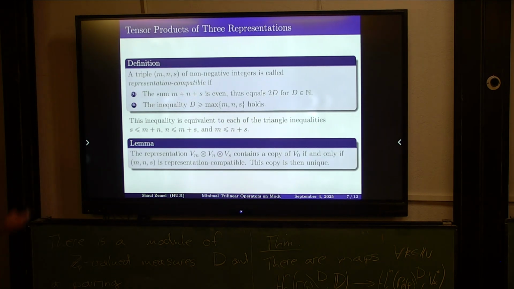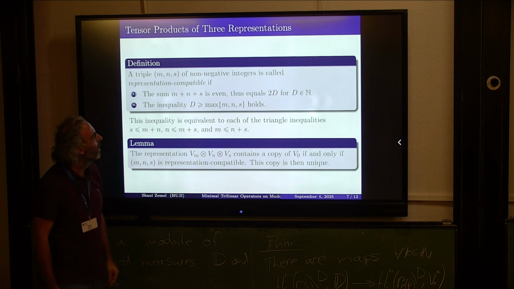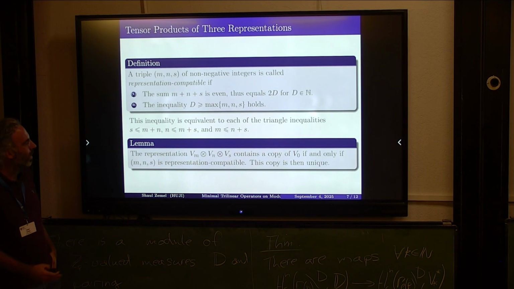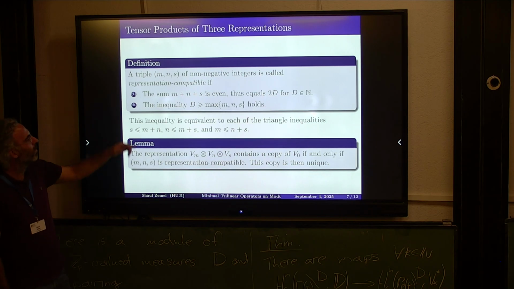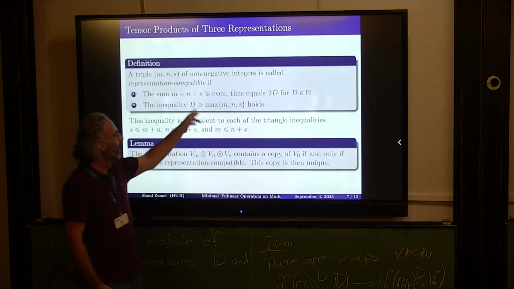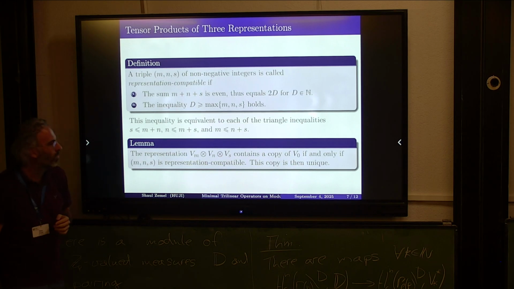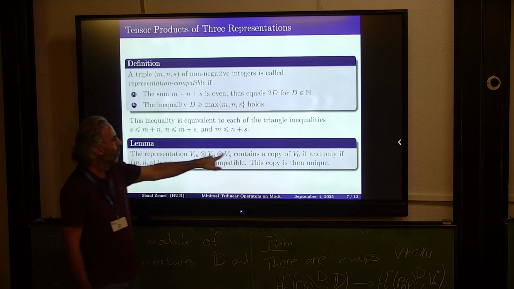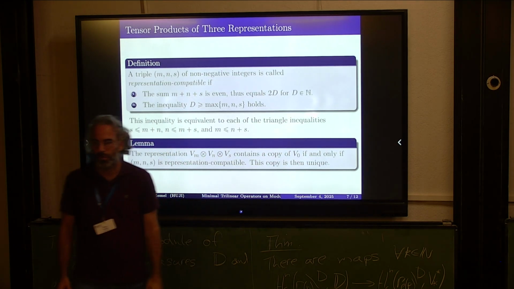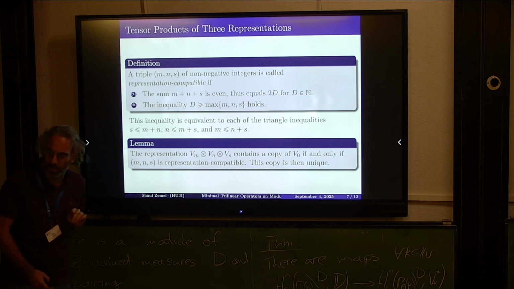So what do we do with three representations? I take three numbers, m, n, and s. Me and Andrei call them representation compatible if their sum is even and the d, such that the sum is 2d, is larger or equal to all of them. This is easy to verify that it is the condition that is equivalent to the triple tensor product containing a copy of V0. If it's not representation compatible, you don't have a V0 at all. If they are, you have a single copy of V0.